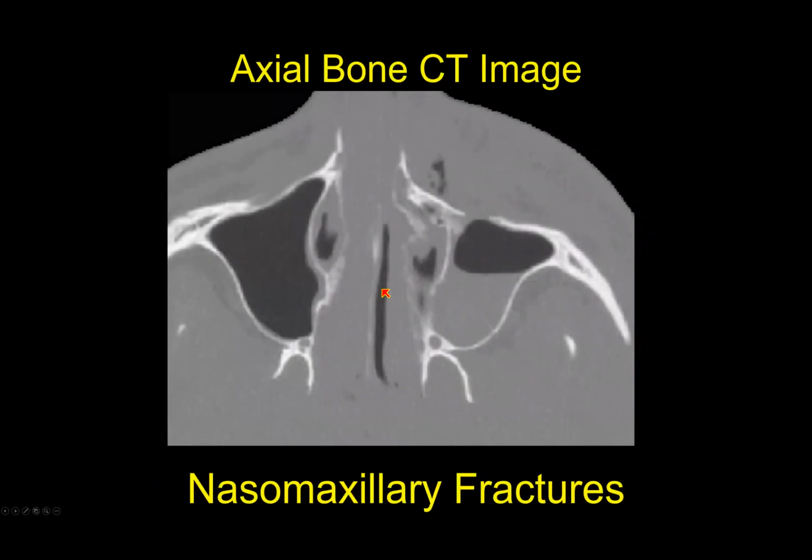With nasomaxillary fractures, we again look very closely at those nasal bones to look for a little offset. If we see an air-fluid level with high density within the maxillary sinus, we're going to be very suspicious of those bones. And we look at all of those walls to see if there may be a fracture of the anterior, the lateral, or the medial wall of those maxillary sinuses.